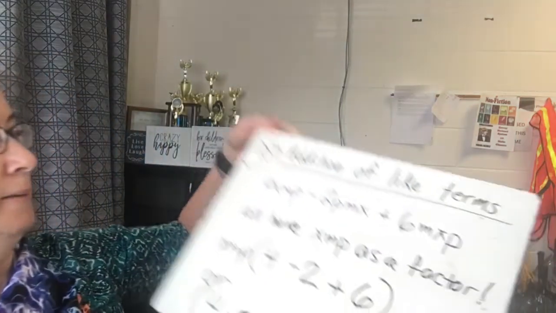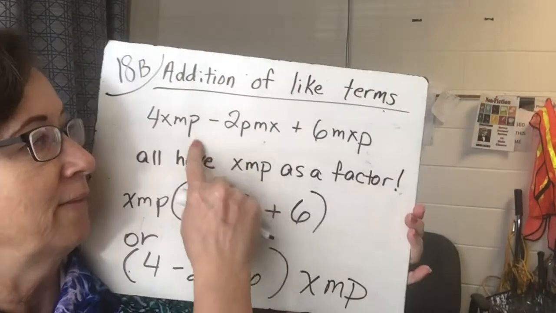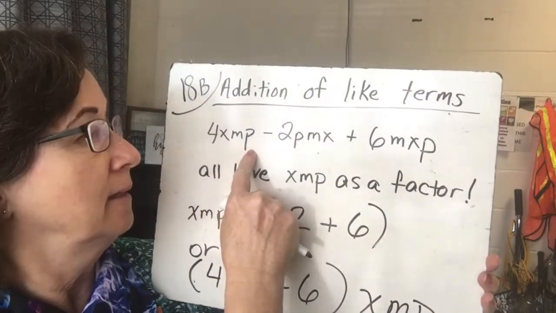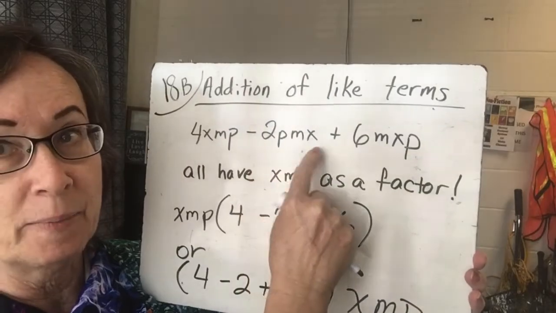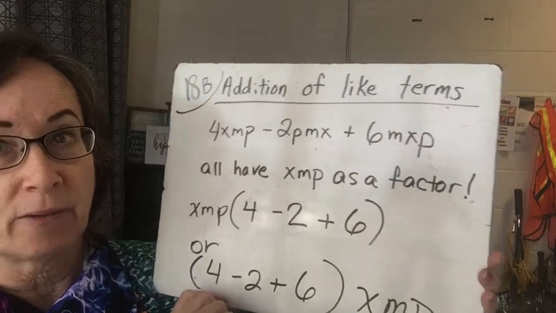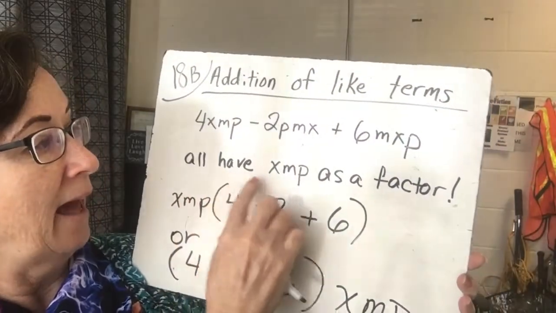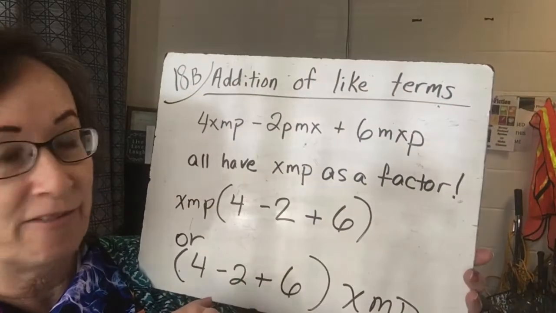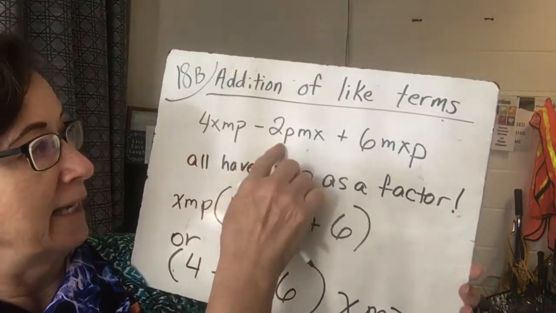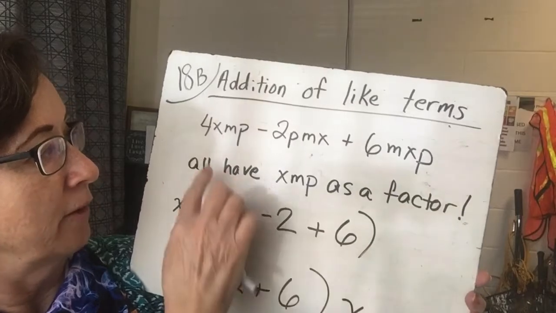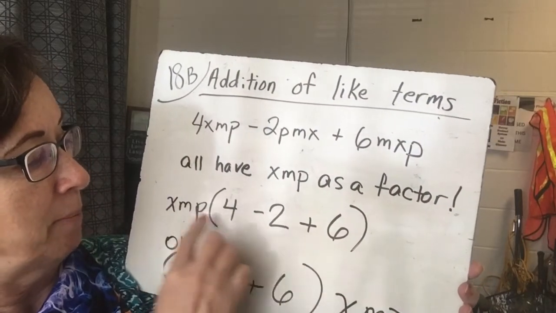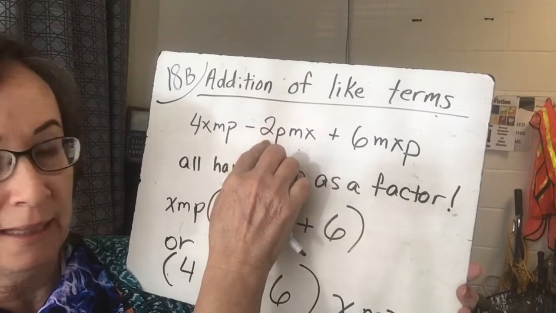So now, on this board, we have the same problem written down again: 4xmp minus 2pmx plus 6mxp. Okay, so all have xmp as a factor. X, M, and P are in each one of them, so we can pull out the 4 minus the 2 plus the 6. And if we distributed that back through, wouldn't it look like this?